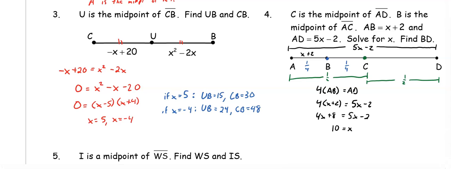Once we know x is 10, we want to find BD. So BD is this whole segment here, which is 3/4 of the line. In order to find that, we can substitute 10 in. We get that AB is 12 and AD is 48. So to find BD, we can do 48 minus 12, which gets us 36.